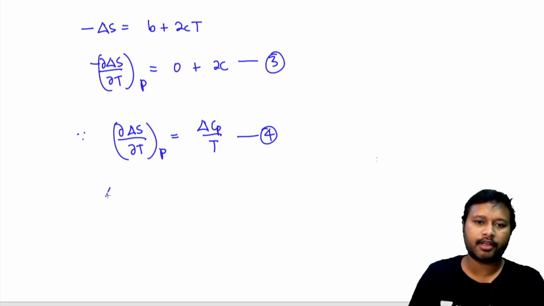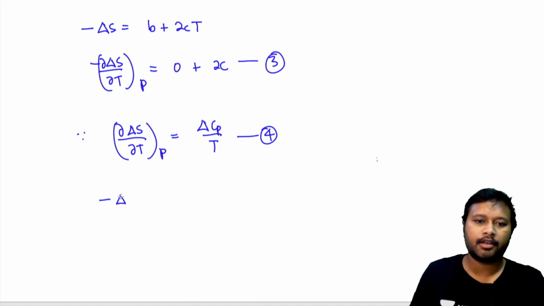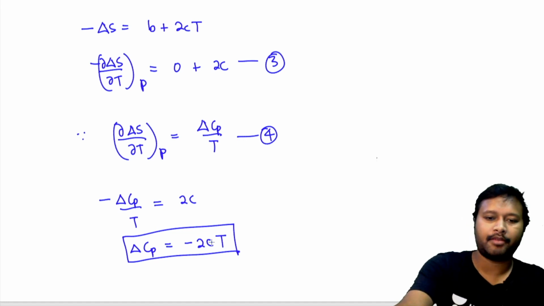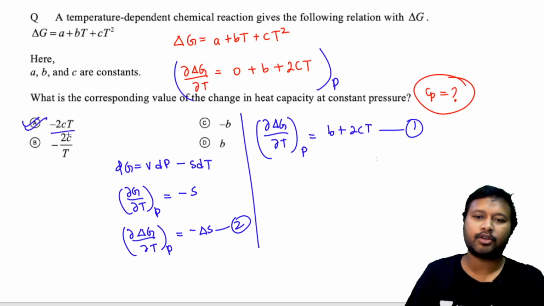Alright, so on equating this you are going to get minus delta Cp by T, because I have just substituted its value. Minus sign is as it is, delta Cp upon T will be there, and on the other side I will have 2C, or I can say delta Cp will be equal to minus 2CT. This is going to be my final value. So change in your heat capacity at constant pressure is going to be given by minus 2CT, and that's there in your option number A. So option A is your correct choice for this. Alright, let's go for the next question then.